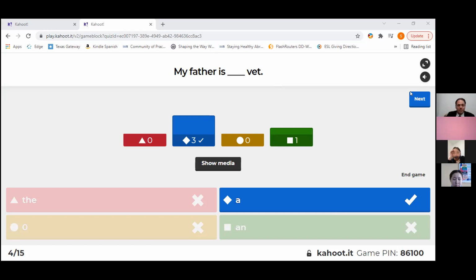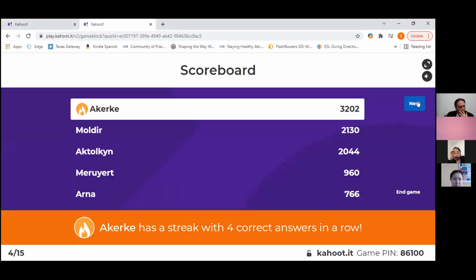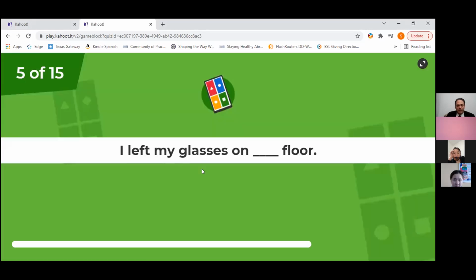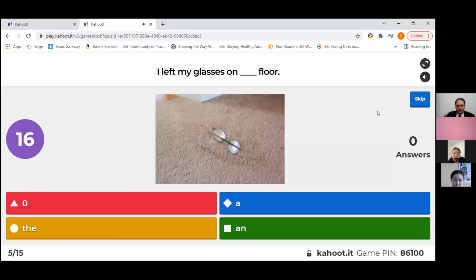Okay, so if I were to say my father is the vet, that means he's the only vet. He's the only animal doctor. And so that's why we add a instead of the. I left my glasses on blank floor: a floor, the floor, or nothing.